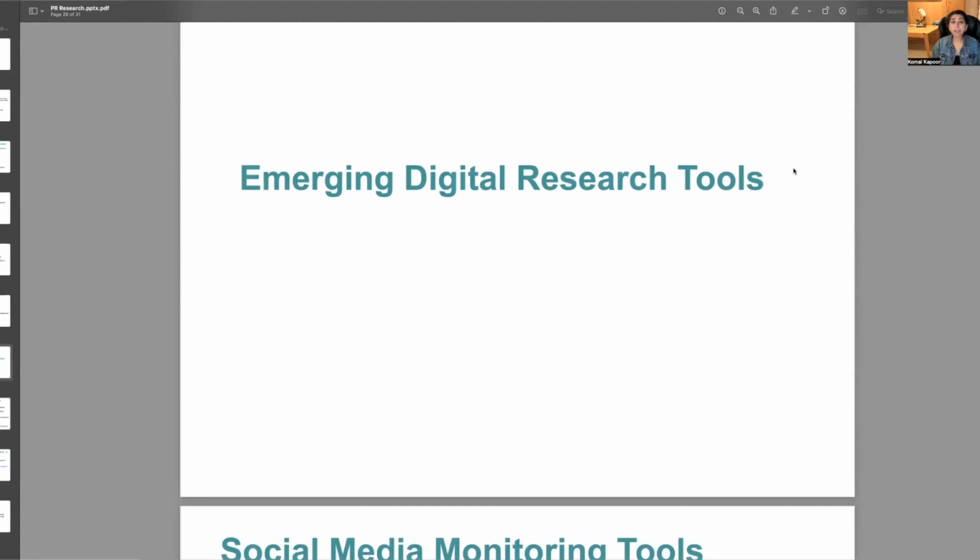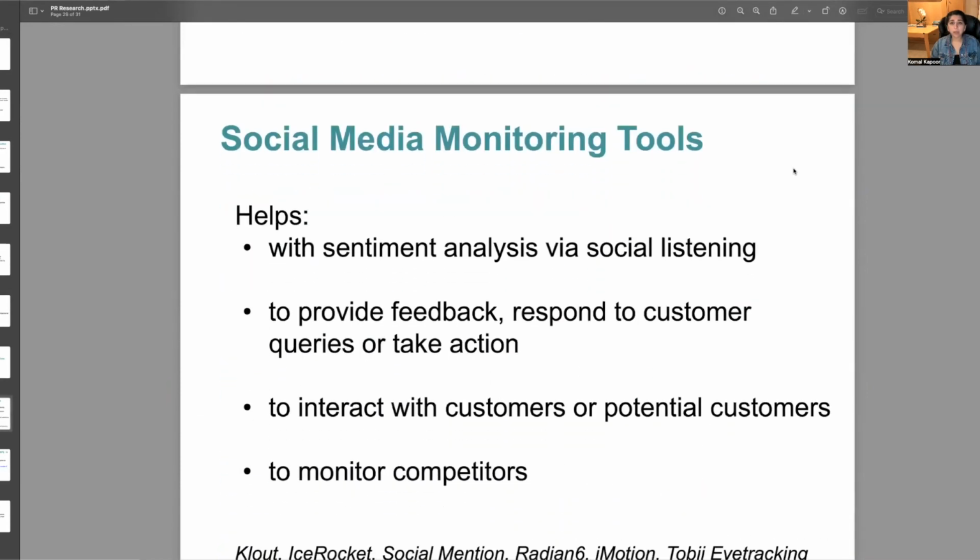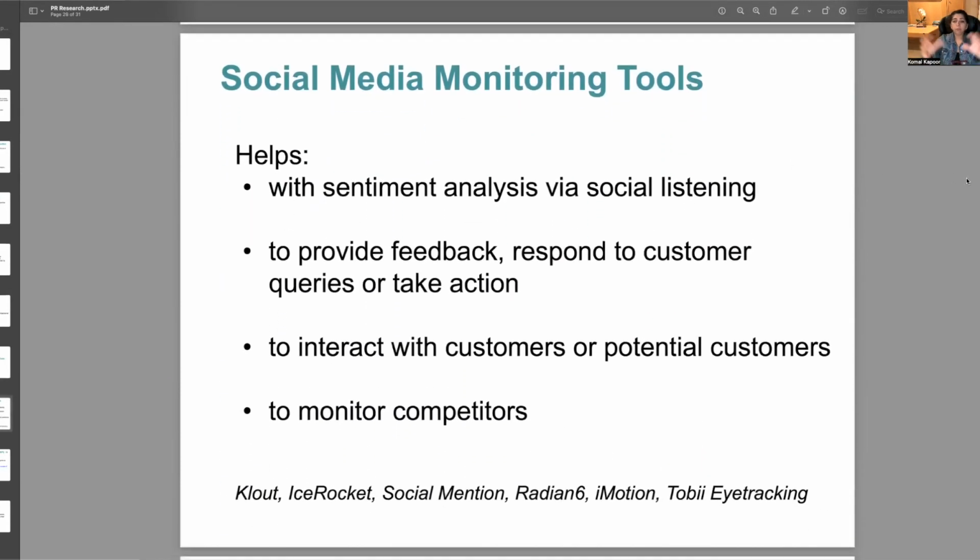Okay, and then finally, let's talk about emerging digital research tools. So the first kind of set of tools that I'd like to talk about deal with social media monitoring. It's really important to know what people are talking about, especially in terms of your brand. So what social media monitoring tools do is help you figure out what people are talking about. And they do it through this process called social listening.